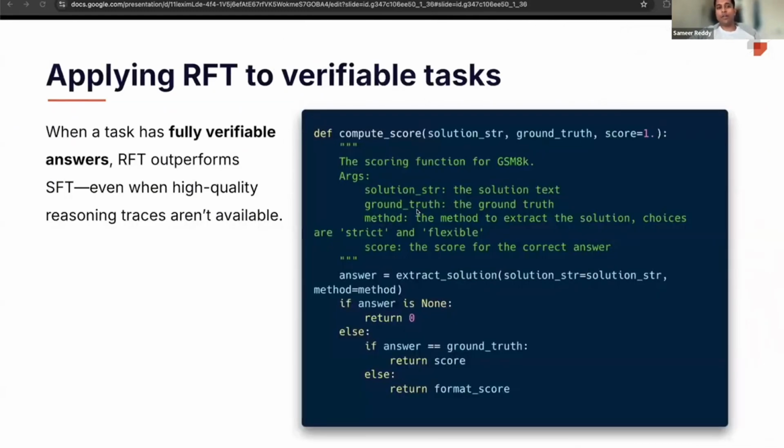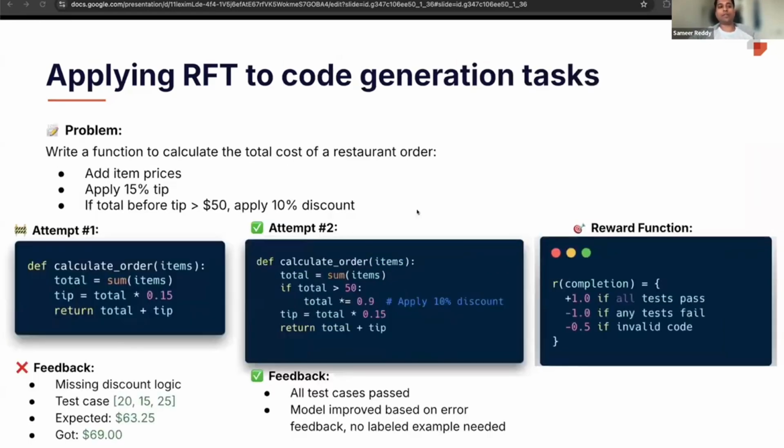So one of the most well-known use cases is RFT applied to verifiable tasks like mathematical reasoning, like the DeepSeek R1 paper. In these, the reward function is very simple. You're just basically checking if the answer matches exactly some ground truth solution. But there are a lot of really interesting use cases that are still just being developed now, where RFT is poised to completely change how we're able to solve these problems.